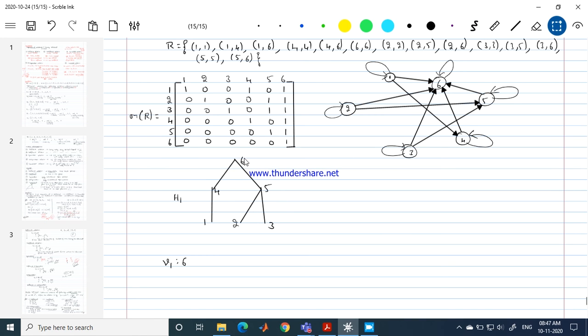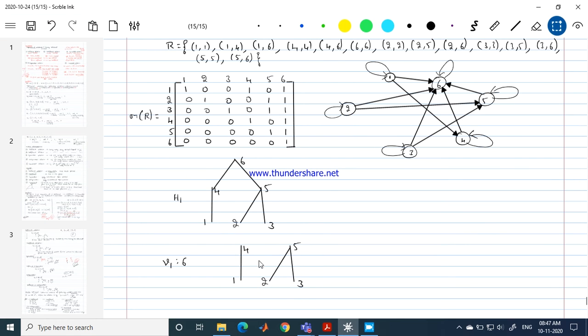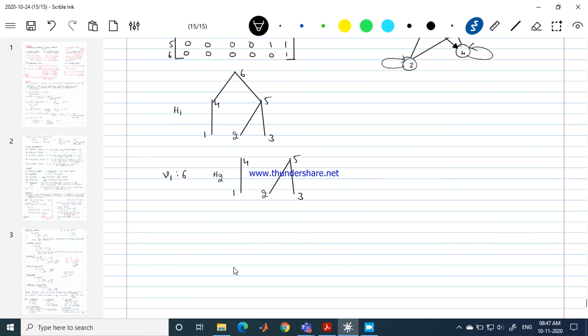Now I need to delete this vertex 6 along with the edges which are terminating at this vertex. So which means our resulting graph is this. So this is my new graph, H2. Now can you tell me what should be my V2? Friends, what should be my V2 now? From this H2, what should be?